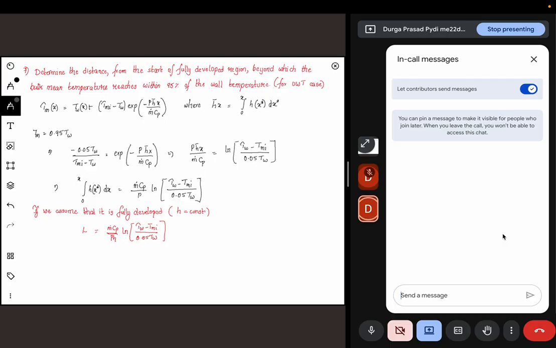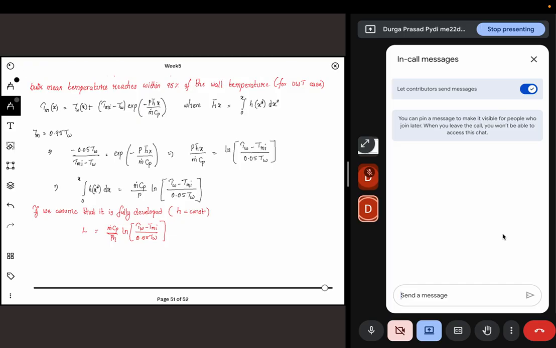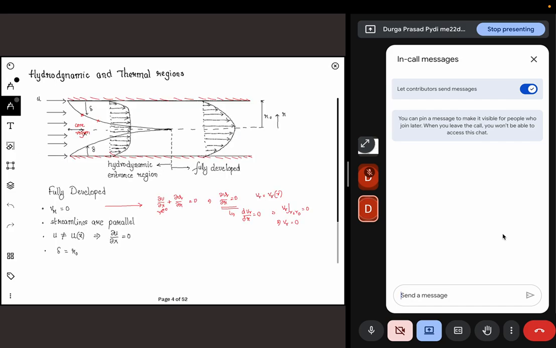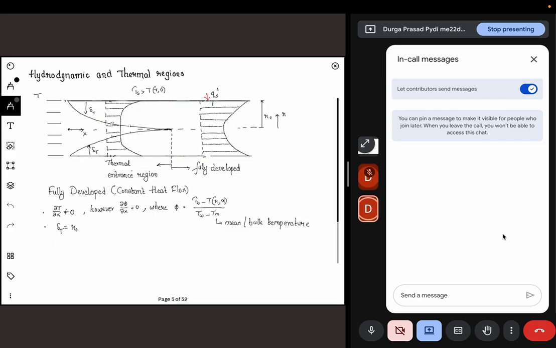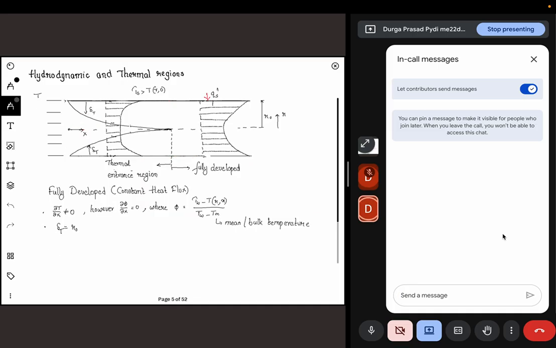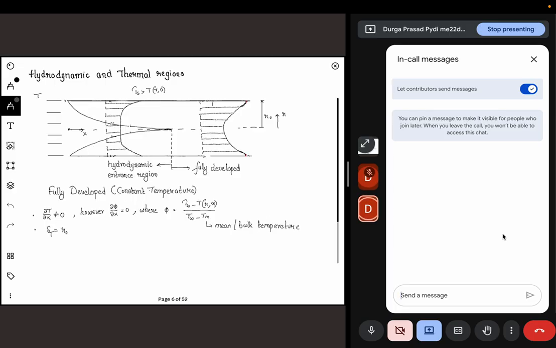And then we came up with criteria to mathematically identify whether a region is fully developed or not. That's where we defined quantities such that the derivative along the x direction should be equal to 0. For velocity it is straightforward. But when it comes to temperature, the temperature will keep changing along the x direction, so we cannot say del T by del x equals 0. So we define a non-dimensional temperature, and use the derivative of that temperature along the axial direction being equal to 0 as the criterion for the fully developed case. We have done that for both constant wall temperature and constant heat flux.